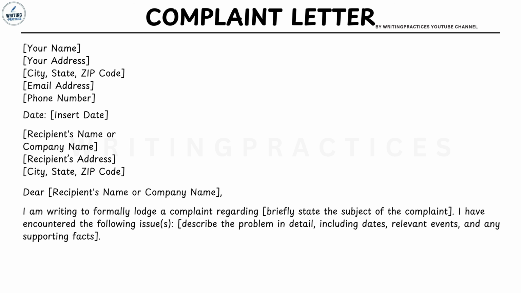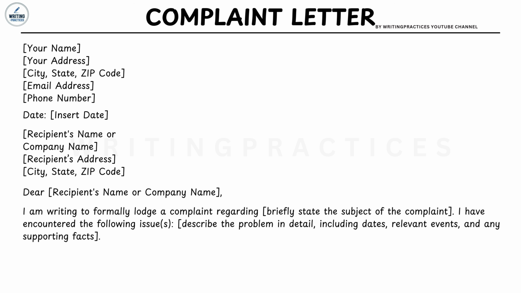Step 6. Provide the details of the incident. Now that you've introduced your issue, it's time to go into more detail. In this section, explain what happened. Be sure to include all relevant dates, times, and any specific events that led to the problem. The more specific and clear you are, the easier it will be for the company to understand and resolve your issue. For example, if you're complaining about a product, describe exactly what was wrong with it. If it's about service, explain how the service didn't meet your expectations. Be factual and stick to the details. This is where you build your case.